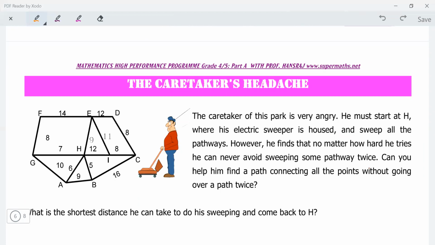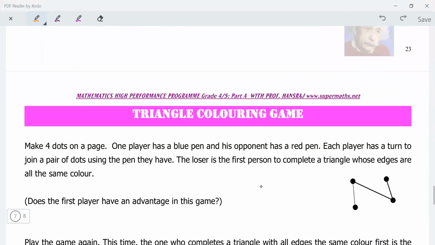Caretaker's a headache. Very same problem, similar idea. Caretaker of this park is about to sweep the park with his electric sweeper. No matter how hard he tries, he can never avoid sweeping some pathway twice. So he has to go some way twice. Can you help him find a path without going over a path twice? What is the shortest distance he can do to do his sweeping and come back to H? Again, you will need to find a path that he can follow without having to go past the same one twice. Leave that for you to tangle with, right?